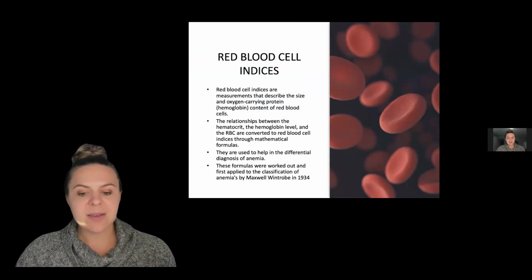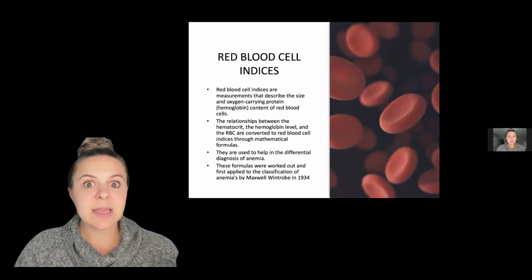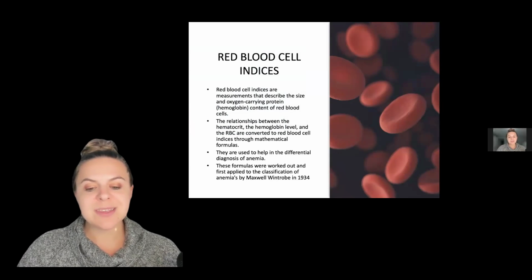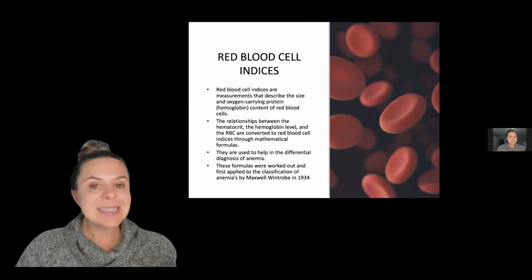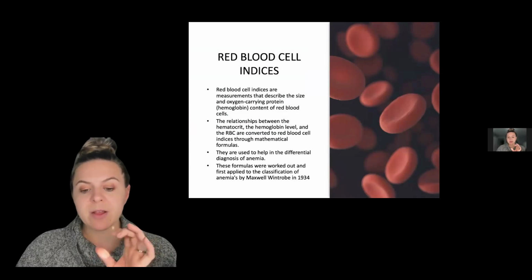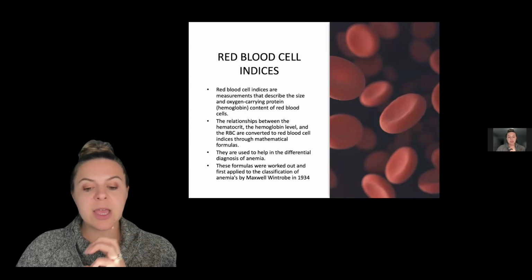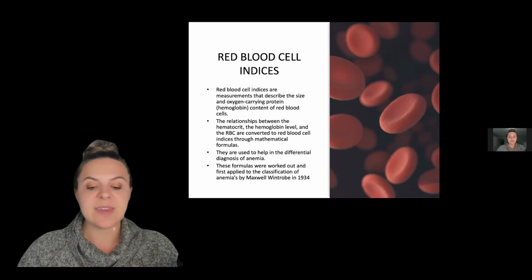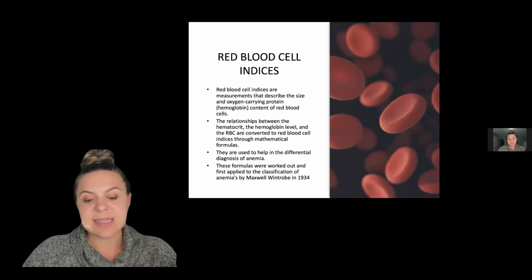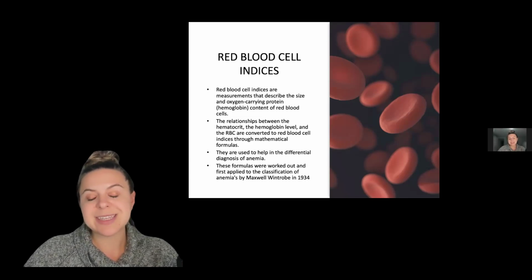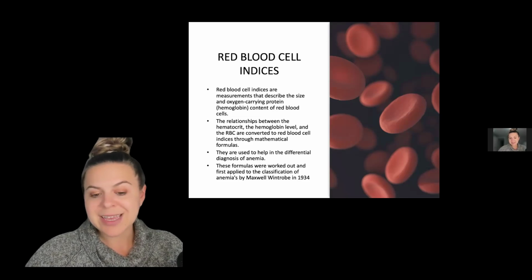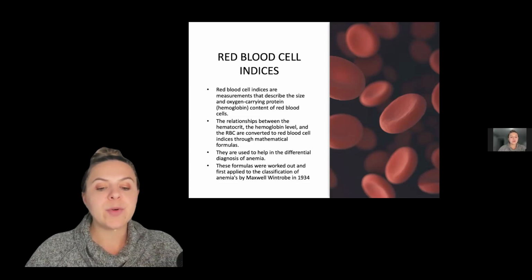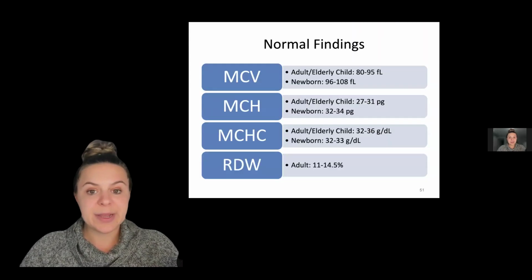Taking a step back, red blood cell indices give us a deeper understanding of a cell's characteristics. They describe the size of red blood cells and their hemoglobin content, which helps us classify types of anemia. These indices are calculated from relationships between hematocrit, hemoglobin, and red blood cell counts, using mathematical formulas. The system was first developed by Maxwell Wintrobe in 1934 and remains the foundation for anemia classification today. By interpreting these indices, we can quickly determine whether a patient's anemia is microcytic, normocytic, or macrocytic, and whether cells are hypochromic or normochromic, which provides a much clearer clinical picture.